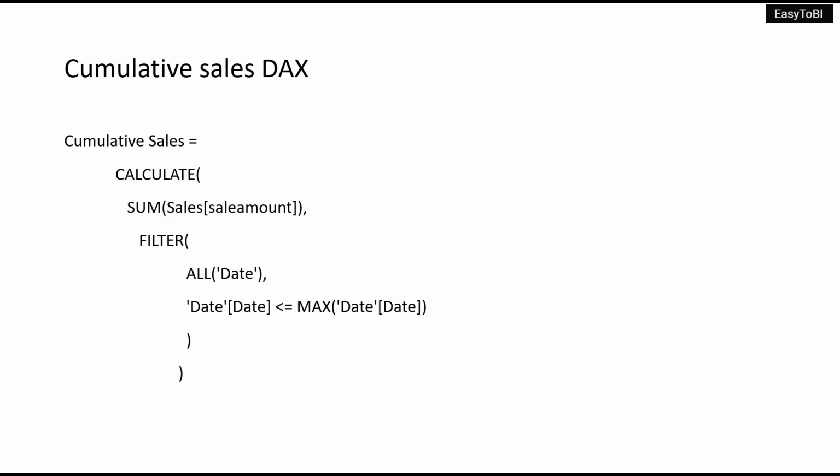Here we write CALCULATE, the sum of the sales amount, and inside the filter we remove all the filtration from the date table, and we tell Power BI: what is your maximum date? Any date which is before the maximum date or equal to the maximum date, on the basis of that you just add the amount value from the sales table. So this will give us the cumulative value of each month by adding its previous months' values.